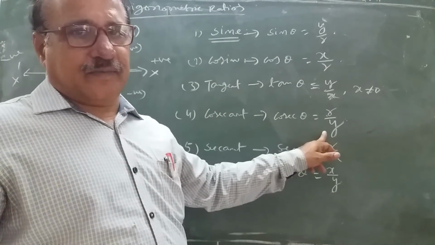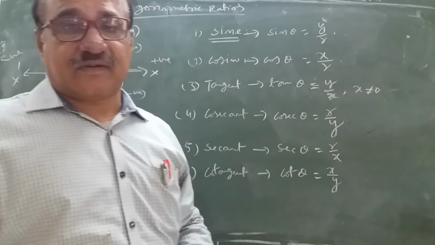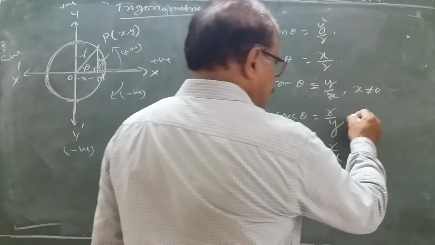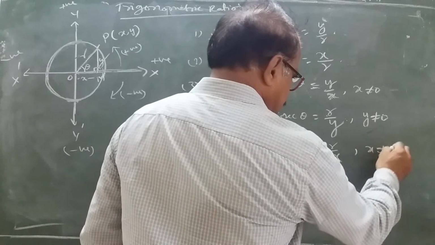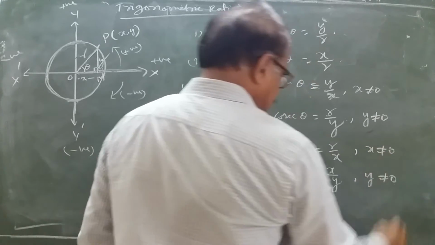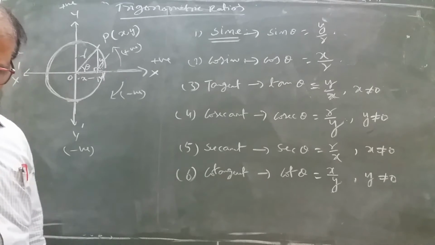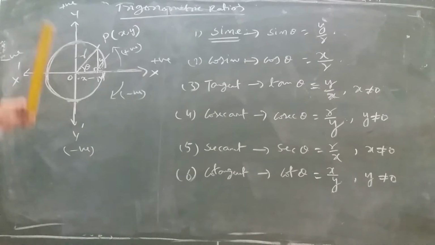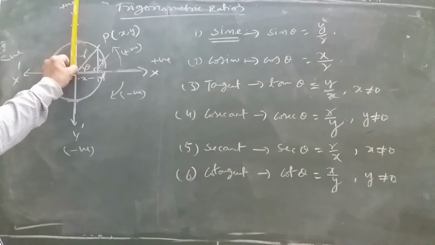Here x may be negative or positive or 0, y may be negative or positive or 0. For that we have to put some conditions. Here y is not equal to 0, here x is not equal to 0, here y is not equal to 0. Now, x is not equal to 0. When x is 0, if the ray coincides with the y axis, then x is 0.